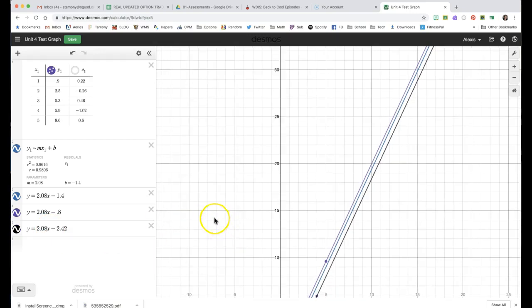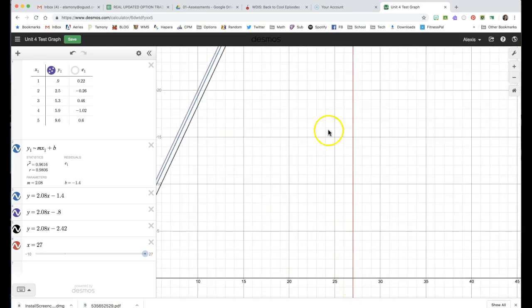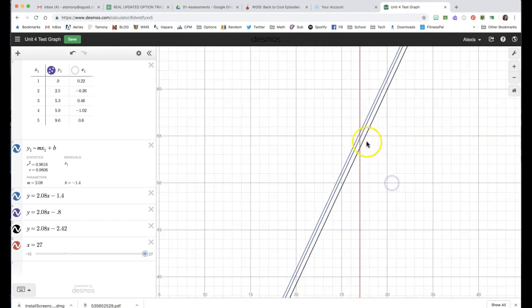Now the last question in the section was to use your least squares regression line and your upper and lower bound equations to predict the output for an input of 27 and provide a range of outputs. So if x is 27, what is our range of outputs? Let's go over to 27, go up here and click here, here, and here. The predicted value is this middle one.